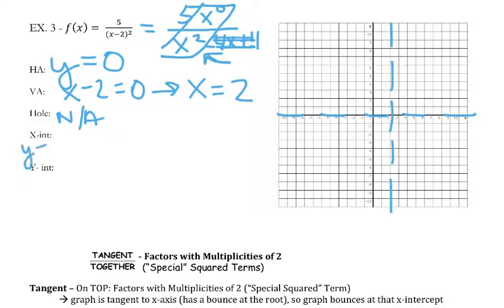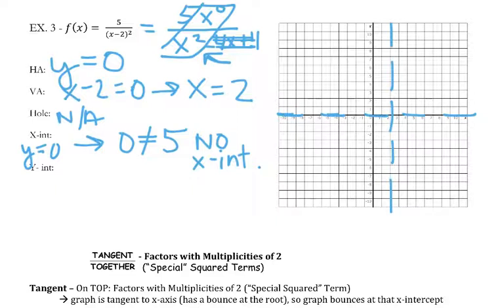X-intercept, remember we do that by setting y equal to 0. So 0 equals, and the shortcut is just to set it equal to the numerator. 0 equals 5. Can 0 equal 5? No. Because it doesn't make any sense, it means that there is no x-intercept. There we go, no x-intercept. So when I graph my function, I shouldn't see anything crossing the x-axis.